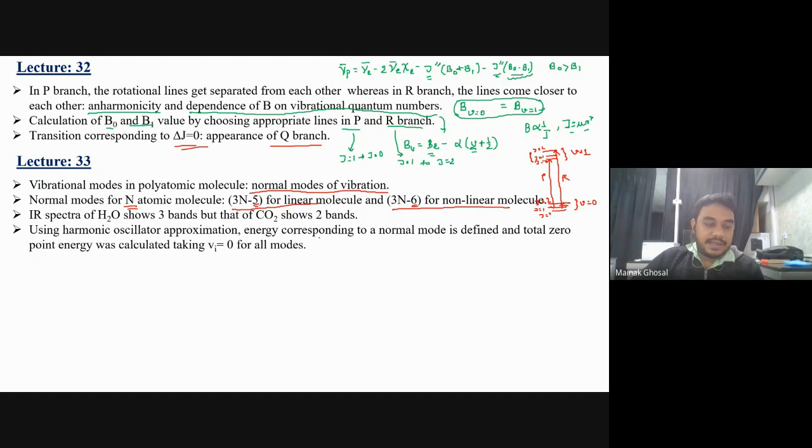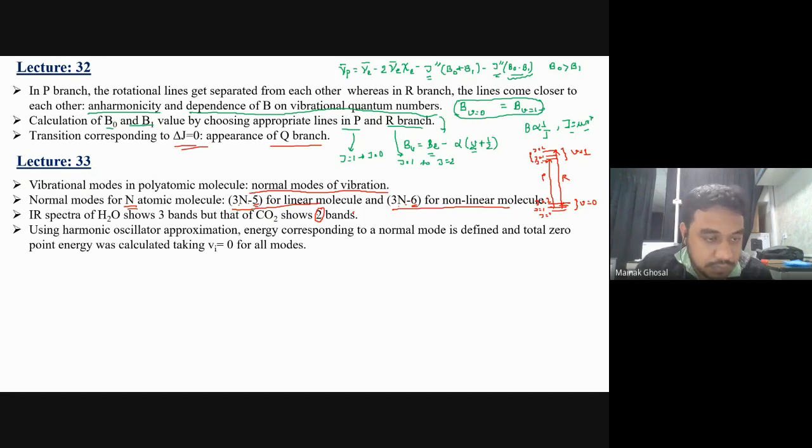Then there was a discussion on the IR spectra of water that showed 3 bands. For water, n is 3, so 3 into 3 is 9, and water is a non-linear molecule, so 9 minus 6 is 3. So 3 modes will be there. But carbon dioxide is a linear molecule, also triatomic, so it goes in this category: 3 into 3, 9 minus 5, is 4. But you can see only 2 bands. There was a discussion that the 2 bending modes of carbon dioxide are equal, which means they give the same peak position.